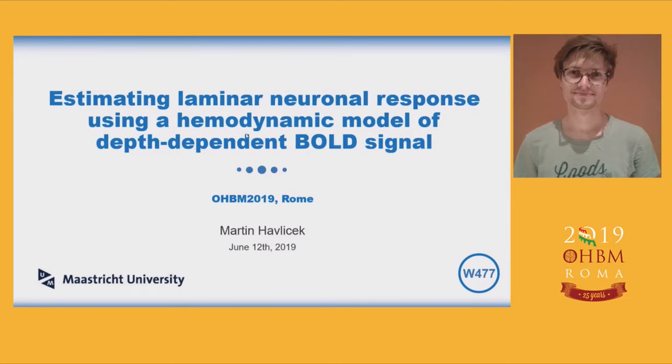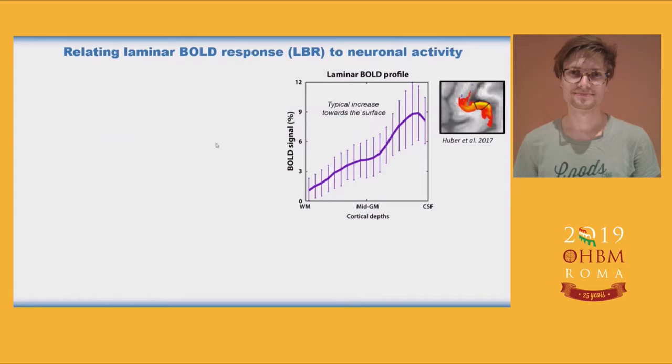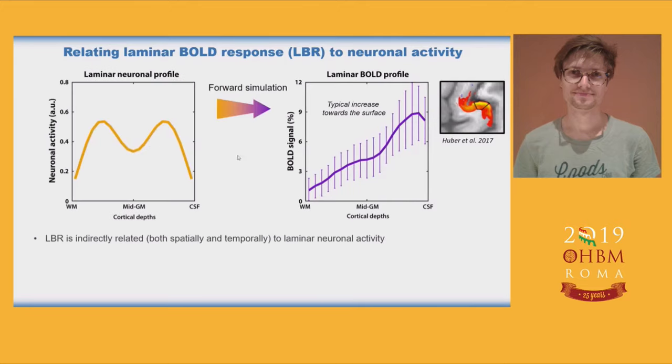When we are measuring the laminar BOLD response with a gradient echo sequence, it's a typical observation that the BOLD signal is increasing towards the surface. And the main issue here is that the BOLD response is, of course, indirectly related to neuronal response, both spatially and temporally. For example, in this specific case, we know that the neuronal activity can take quite a specific laminar profile, which does not compare very well to what we see in the BOLD response.